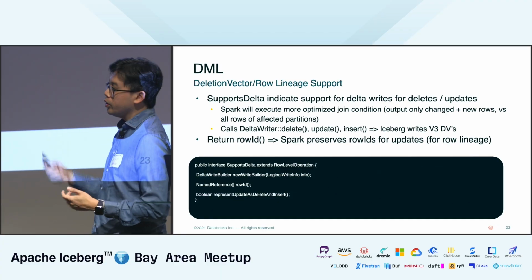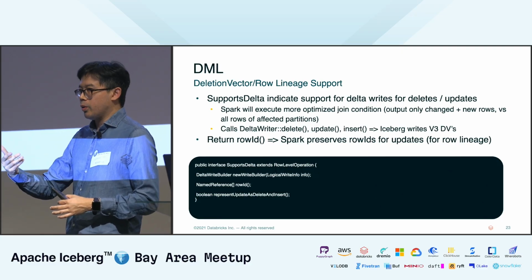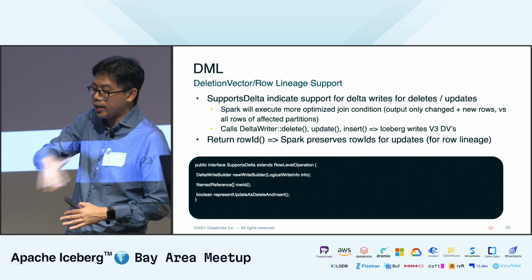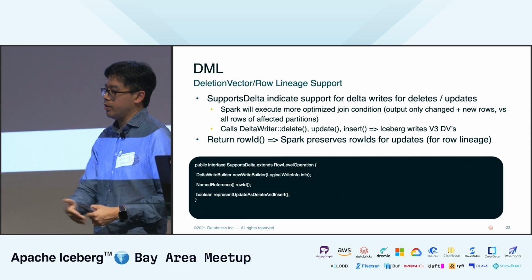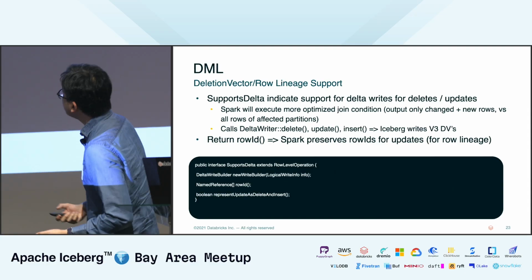And then for row lineage, this API also returns a row ID so that Spark will know, oh, this is the row I need to keep. The row ID, this is the field I need to keep for updates, right? This is the row lineage feature for Iceberg V3.